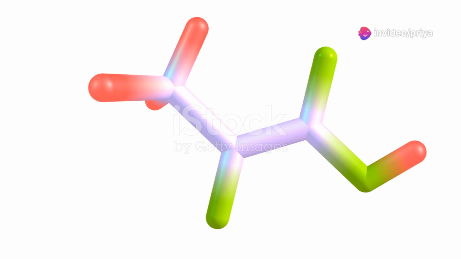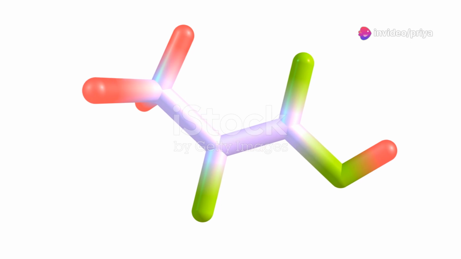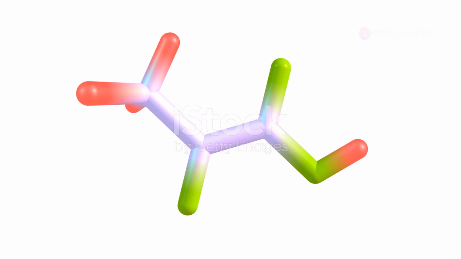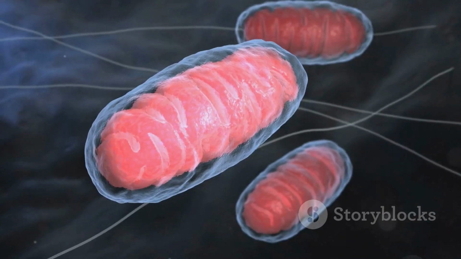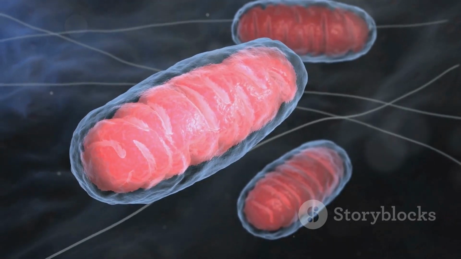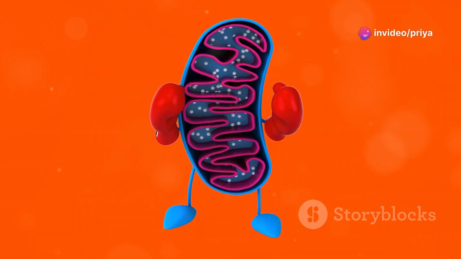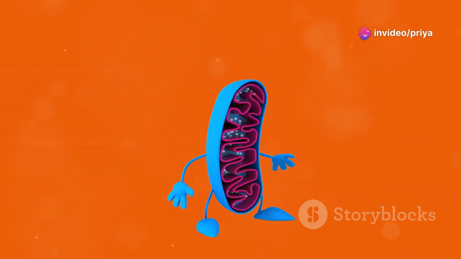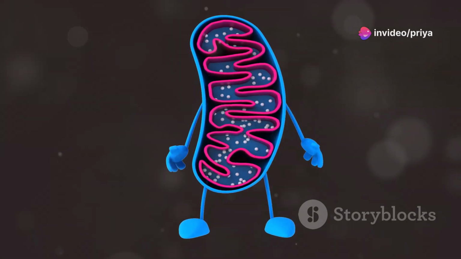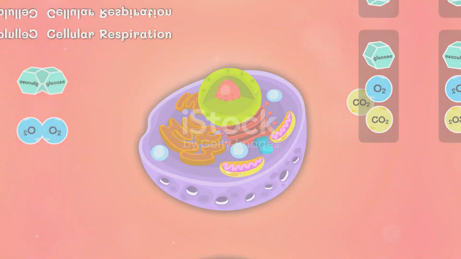And there you have it. Glycolysis transforms one glucose molecule into two pyruvate molecules, two net ATP molecules, 4 ATP produced minus 2 used, and 2 NADH molecules. This is the gateway to cellular respiration, where even more energy can be harvested. Stay tuned for the Krebs cycle and oxidative phosphorylation.